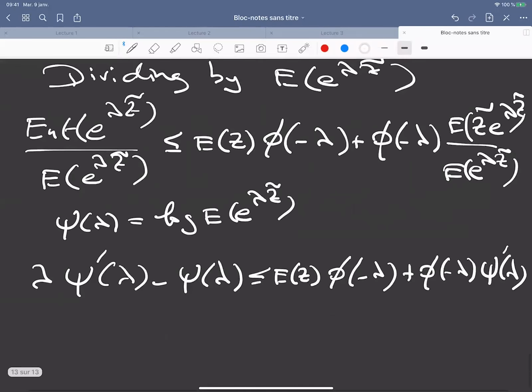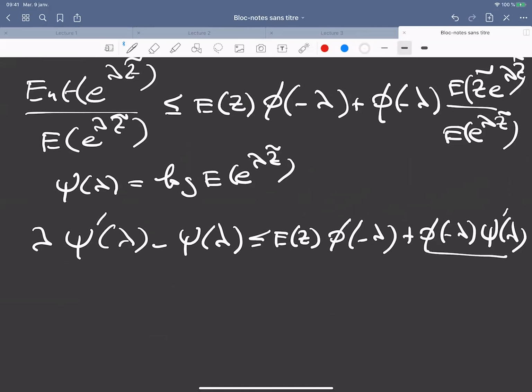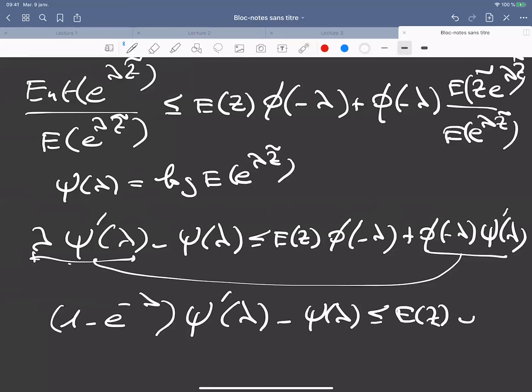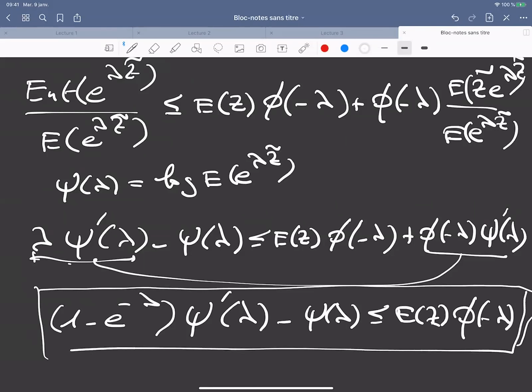So it's time now to combine this one with this one. And you get as a final differential inequality, 1 minus exponential of minus lambda, excuse me, times psi prime of lambda minus psi of lambda is less than expectation of z phi of minus lambda. So you have this nice differential inequality which appears.